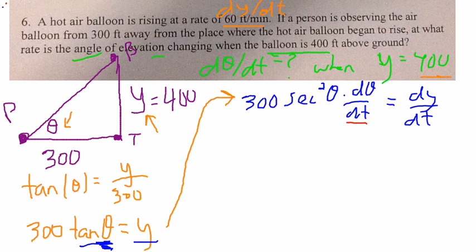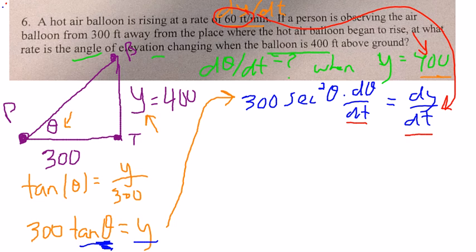Sorry, I forget where I was. I know the d theta dt is what I'm looking for. I know this value. That is 60. So I'll make a little arrow. That's 60. I actually don't have to use the y equal to 400 in this equation. It doesn't show up as y anywhere.